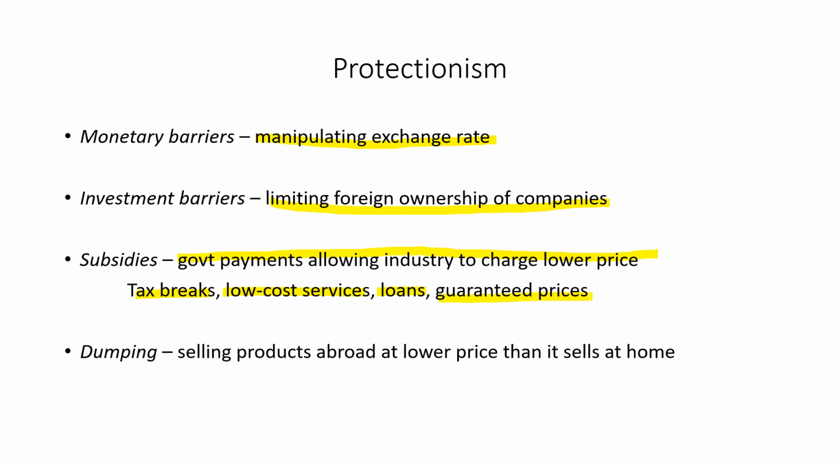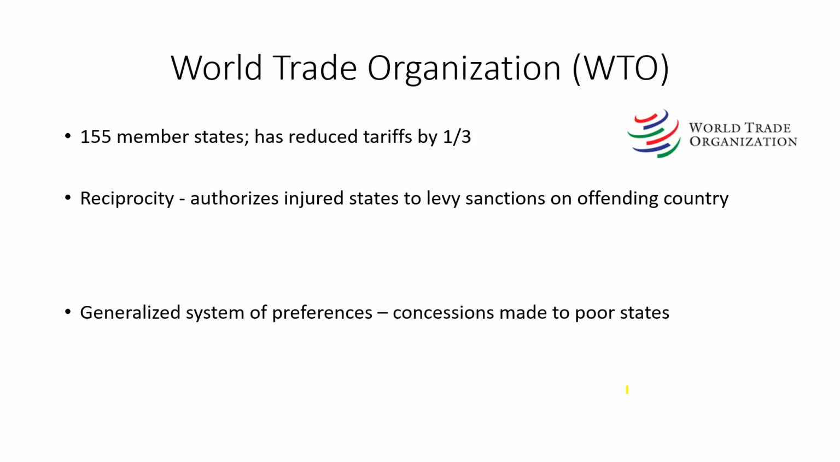The concept of dumping is where a country will allow its corporations to sell products abroad at a lower price than it sells at home. So what they're trying to do is capture markets abroad, and the government may actually be helping them do that so that they can grab that market by putting companies out of business in foreign countries. And then once they get that business, they can raise those prices back up. That's another form of protectionism.